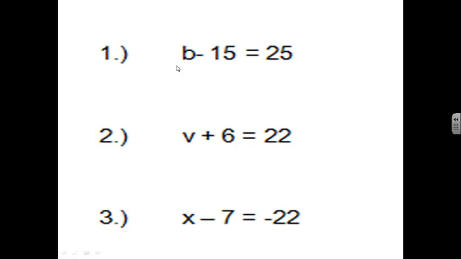So where is my variable? We see B. We want to isolate that and get it by itself. I need to get rid of 15, because I want all my variables on one side and all my numbers on another side. Does it matter if variables are over here and numbers over here? No. But in this case my variable is over here, so we'll just keep it. I need variables on one side and numbers on the other.